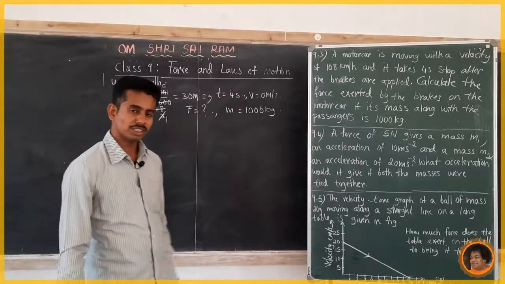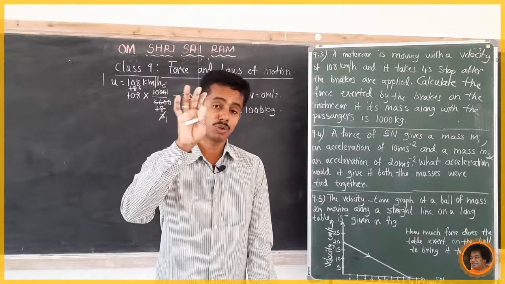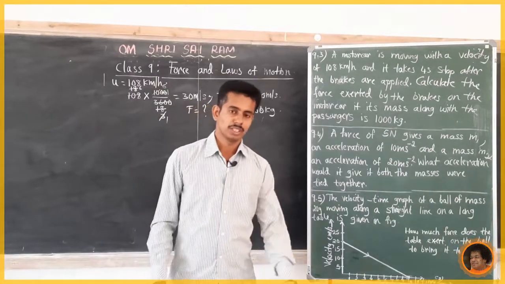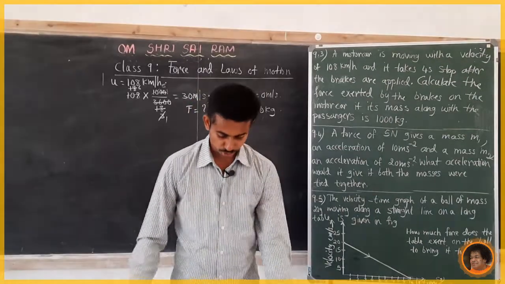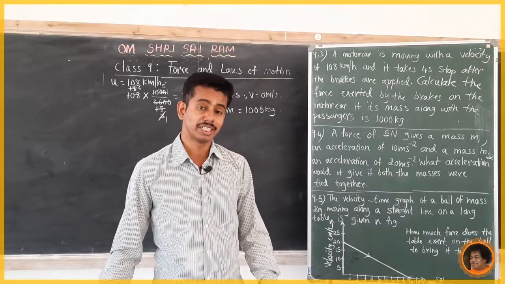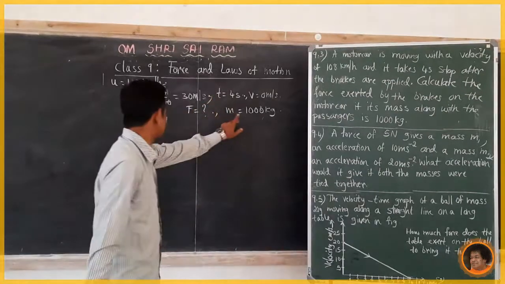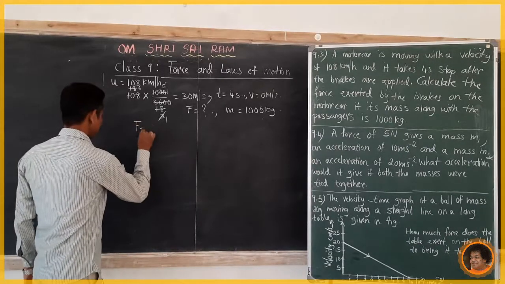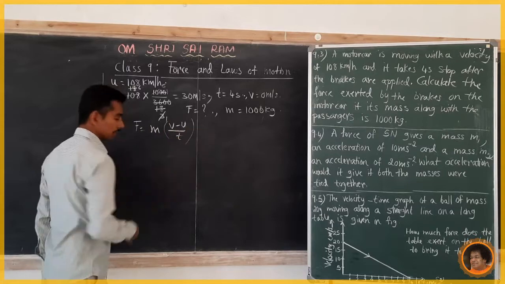Find F. What is the formula to find the force? One formula is F equals ma. Another formula is F equals m into (v minus u) by t. Which formula do you have to use? F equals m into (v minus u) by t. Why? Because F equals ma needs acceleration, and acceleration is not given. So use the formula F equals m into (v minus u) by t.